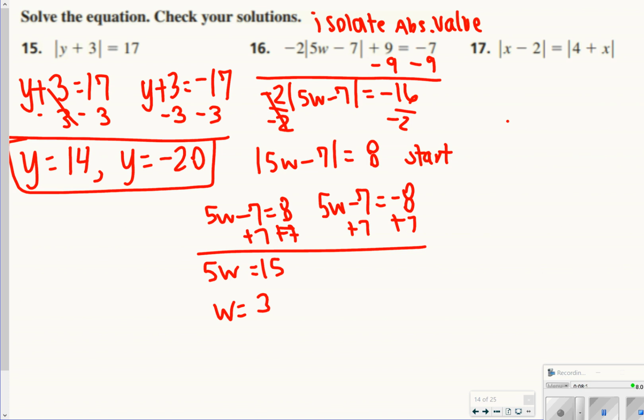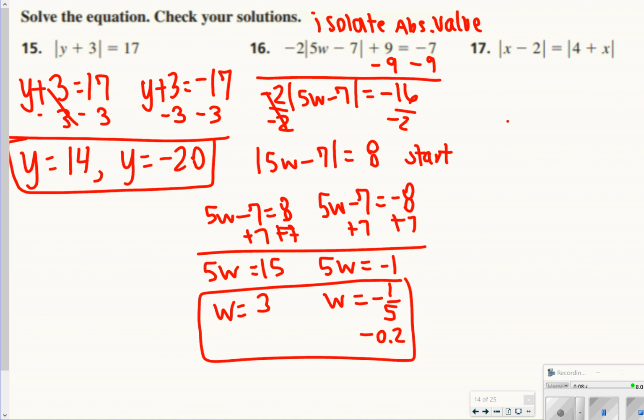And then for the right side, I get 5w is equal to negative 1. So w is equal to negative 1/5, or you can say negative 0.2. So both of these answers would work for 16. For 17, remember this one you still write 2 absolute value equations, except the second one will just be everything opposite. I'm going to scoot that over just a little bit.